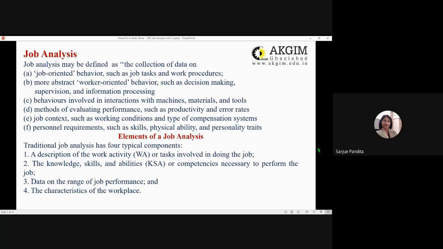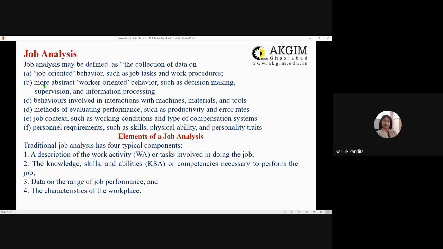So, basically, what is job analysis? Job analysis may be defined as the collection of data on job-oriented behavior such as job tasks and work procedures. Job-oriented behavior means that you have certain tasks and work procedures which require a certain type of behavior to fulfill that particular task and job.